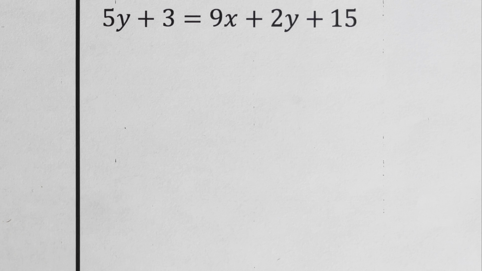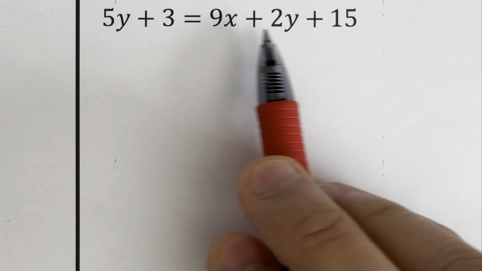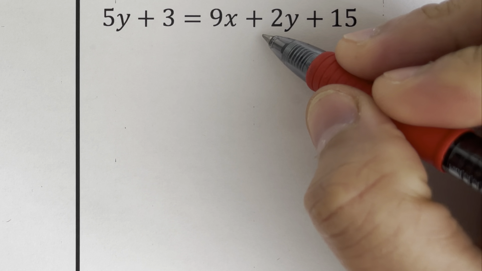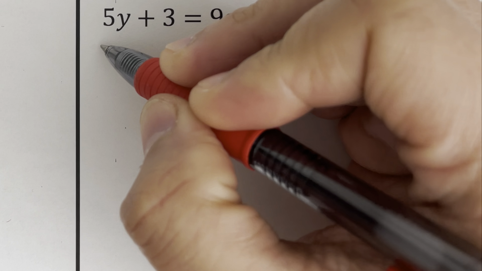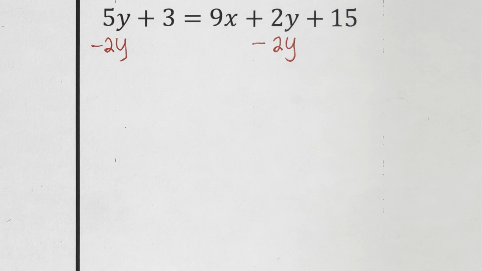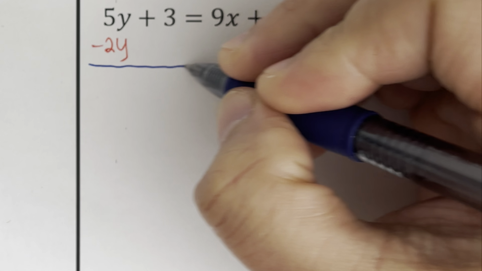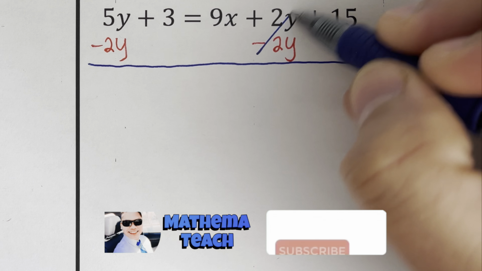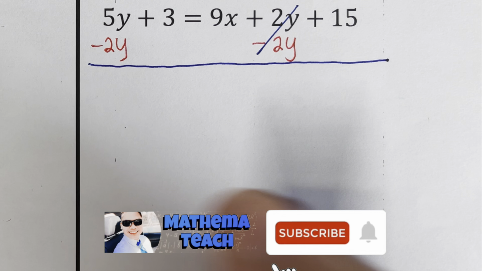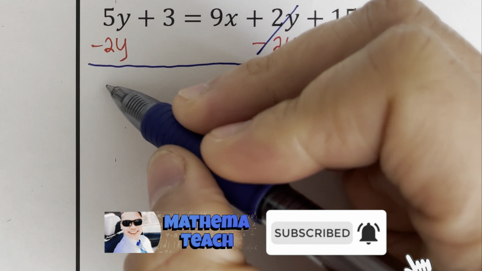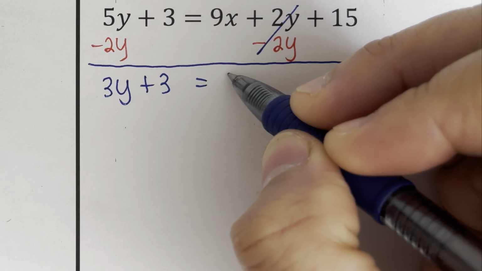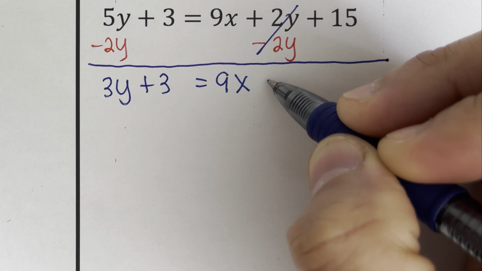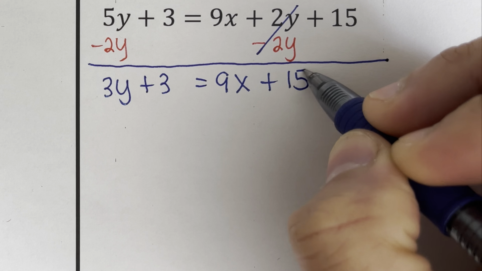Okay, so we go over the problem here. Since we have y on both sides of the equation, we can go ahead and subtract 2y from both sides since that's a positive. So minus 2y. So then we can cross out the 2y on the right side of the equation. So that is 5y minus 2y is 3y. And then we have a plus 3 is equal to 9x. We are left with 15.